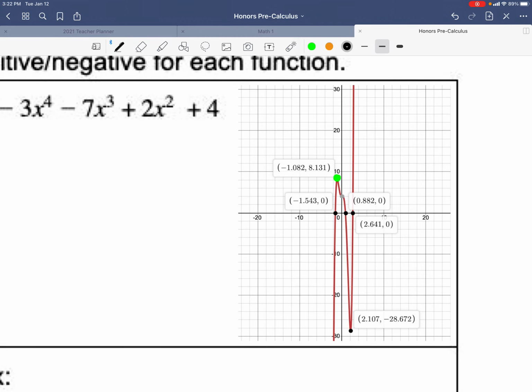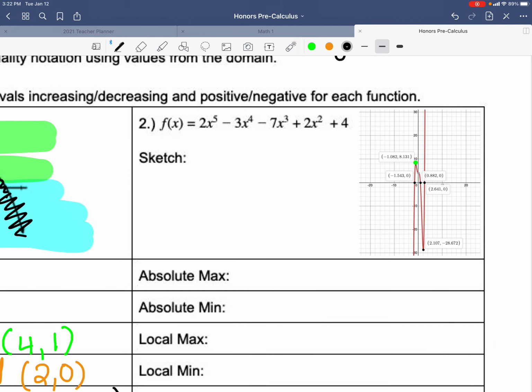Now that is going to be a local maximum. And the reason that is a local maximum is because this graph is going to continue to keep going. So that's not going to change to make it absolute. We're not going to have an absolute maximum because it's going to keep going to infinity. So we do not have an absolute maximum. We do have a local maximum at negative 1.082 and 8.183.